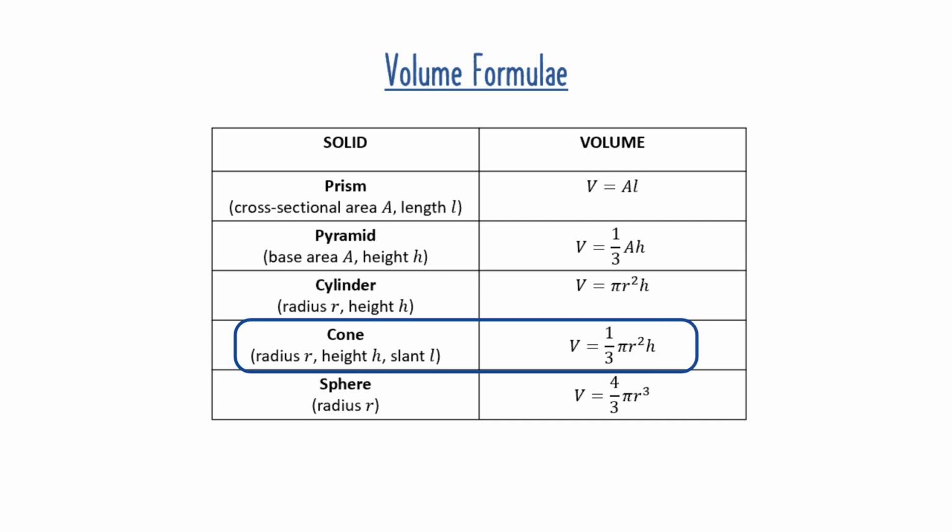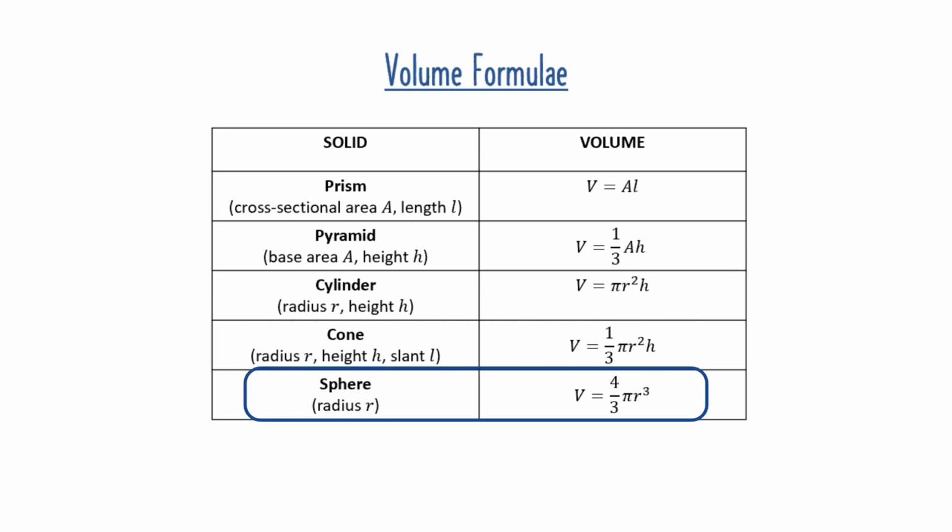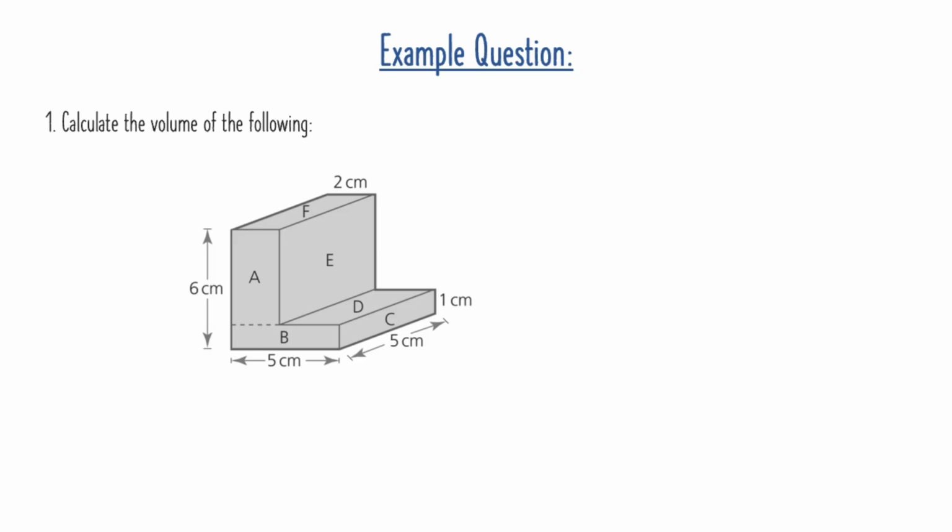again use the 1/3 rule. V is equal to a third times pi times r squared times H. And then lastly, for a sphere, the formula is 4/3 pi r cubed. These formulas will be given on a formula sheet, but please practice to apply them correctly. Let's try the first example.